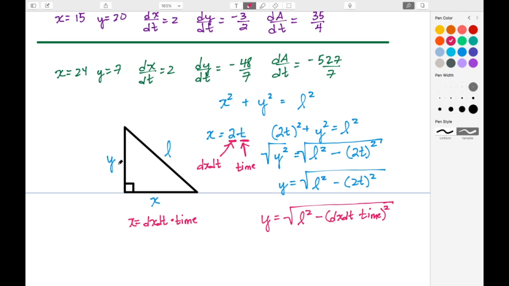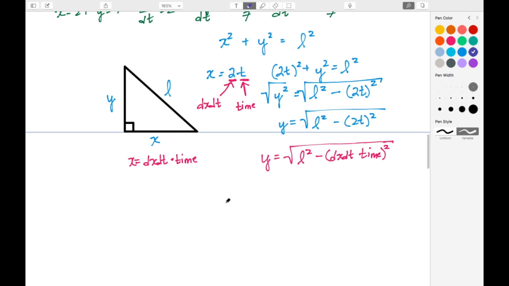Now, this y here is the same as this y, so I'm not going to rewrite that entire expression here. But I know this equation signifies the distance from the top of the ladder to the ground. Now, with that information, I'm going to begin working on the equations that I need for the area of a triangle.